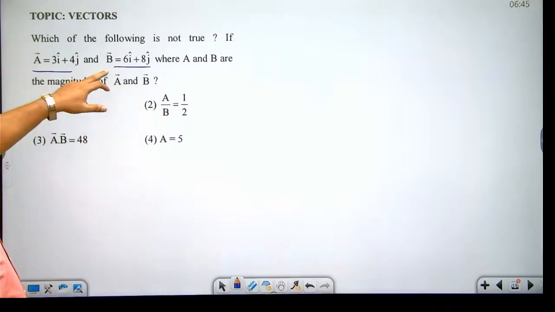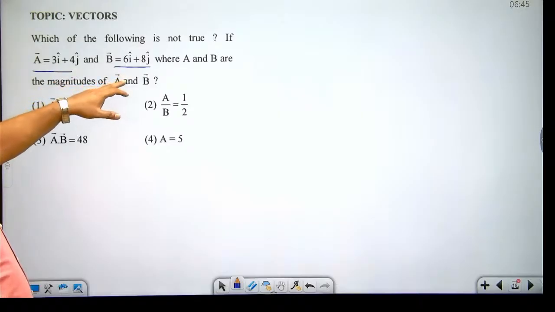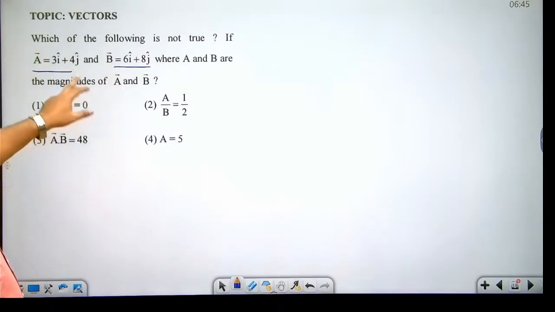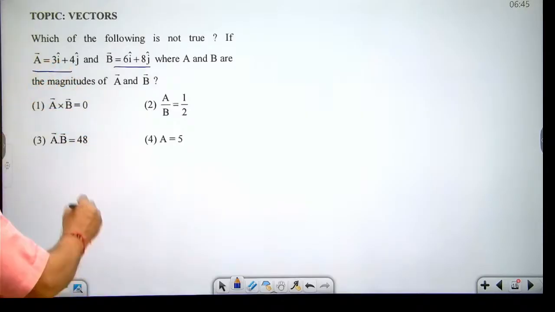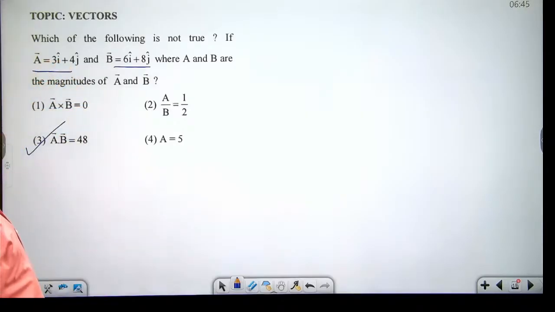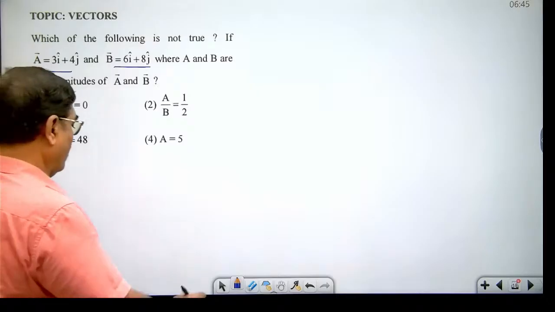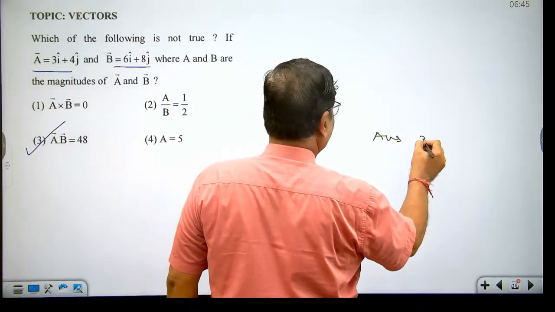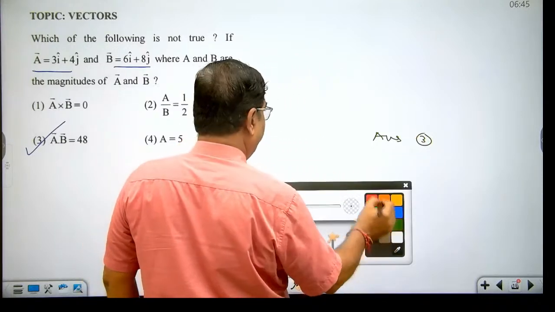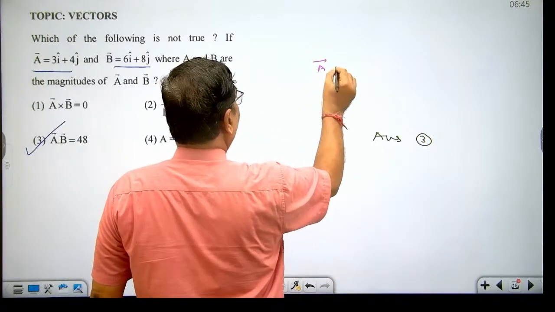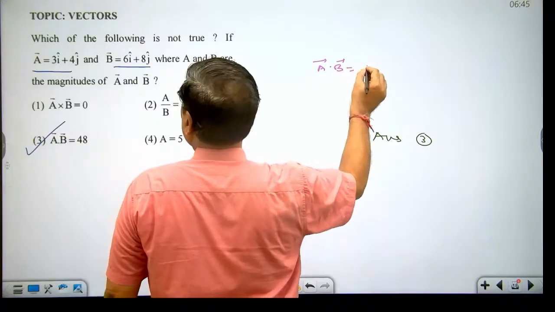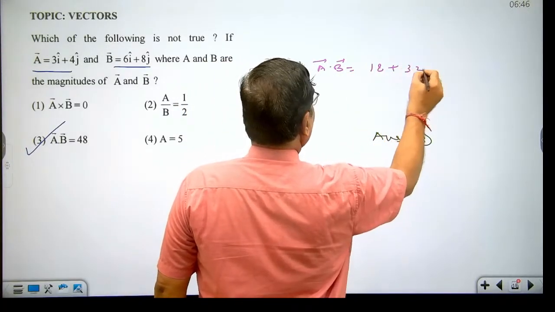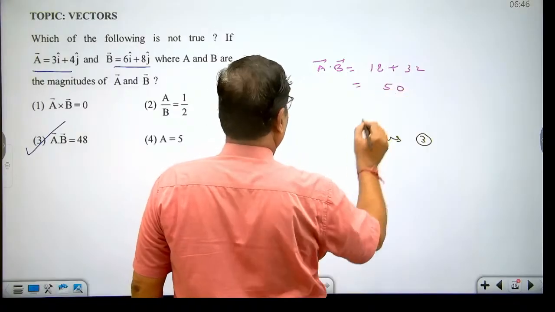A dot B: 3 into 6, 18, 4 into 8, 32, 32 plus 18, that is 50. So this is incorrect. Magnitude of A, 3 square plus 4 square, 25, this is 5. So this is incorrect, okay. Following is not true, so option 3 is not true. Out of 4 choices, the correct choice is option 3, because A dot B will give you 3 into 6, 18, 4 into 8, 32. This will be 50.